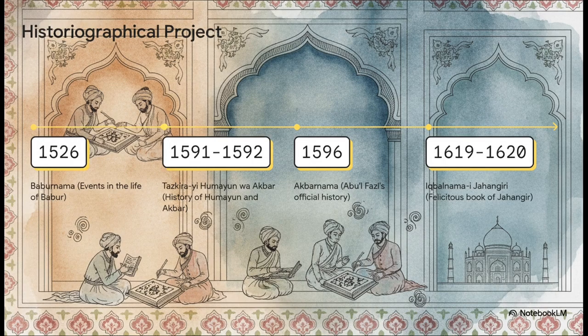The Mughals sponsored this incredibly ambitious historiographical project, mostly written in the Persian language. It kicks off with the founder, Babur, writing his own memoirs way back in 1526. By the 1590s, the empire is actively summoning surviving eyewitnesses to retrospectively document previous reigns. This whole endeavor peaks in 1596 with the Akbarnama, the official history of Emperor Akbar, and it continues seamlessly right into the 1600s with the Chronicles of Jahangir.